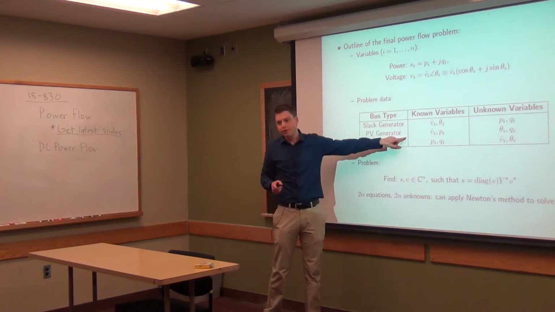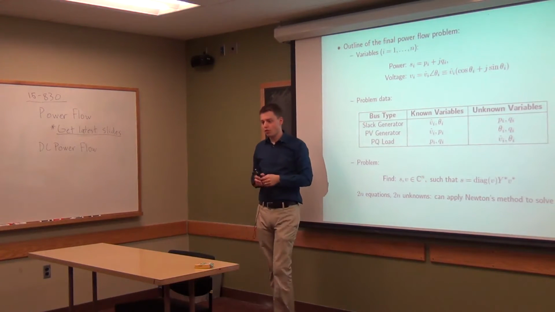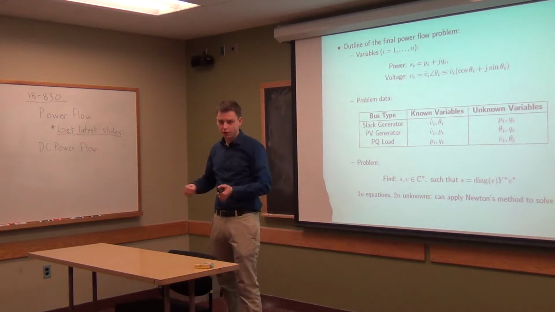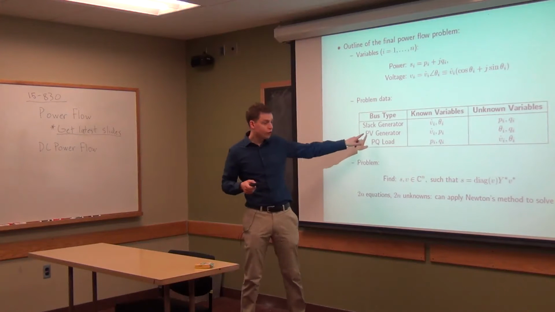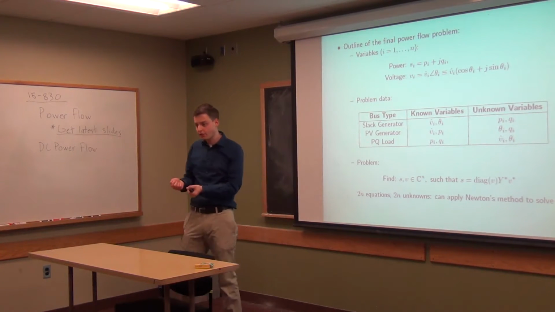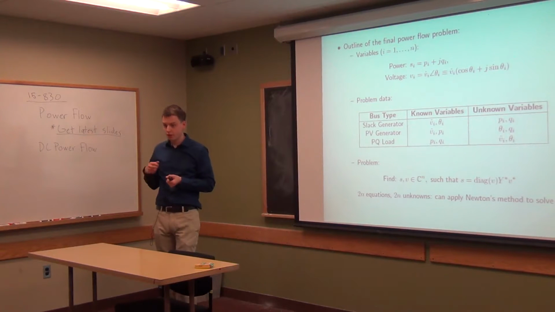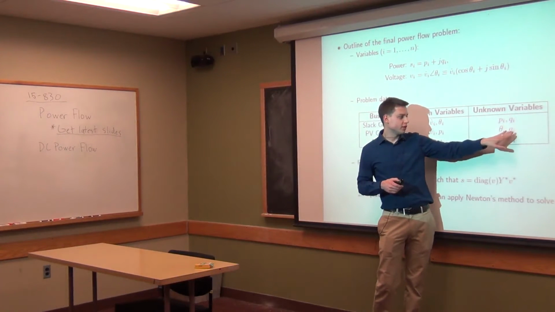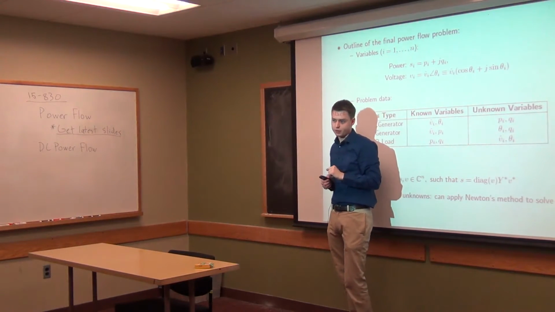For most generators, called PV generators, you can control how much power they output, right? That's just sort of how hard you push on your crank. You can control their voltage by essentially putting more or less current through that electromagnet in the rotor of these generators. And what we're going to find then is what are the resulting voltage angles and reactive powers.